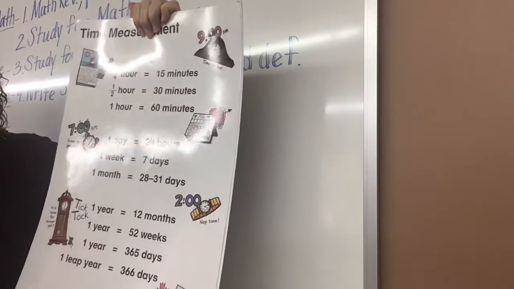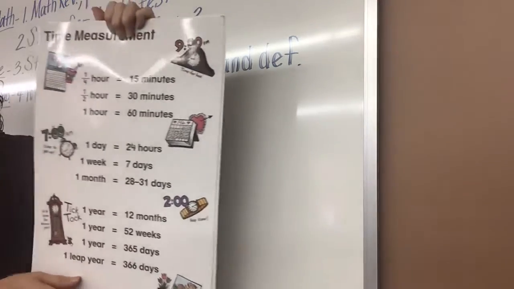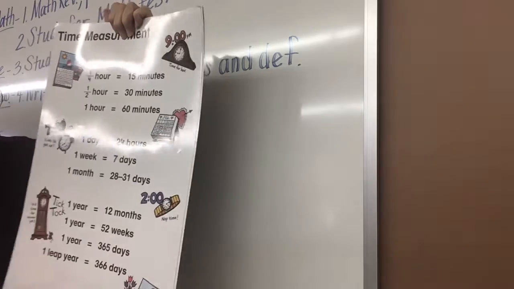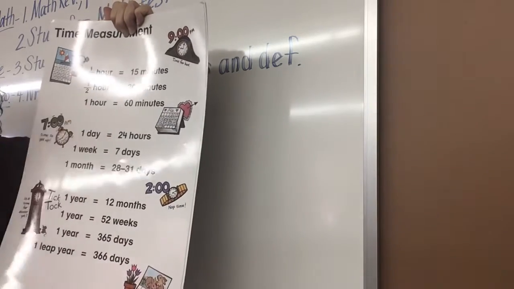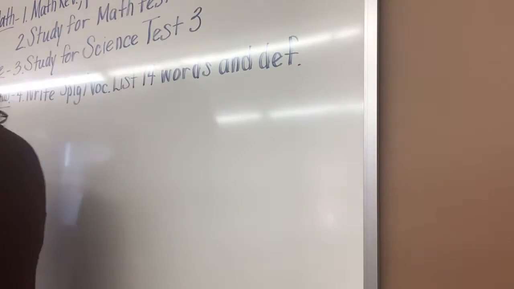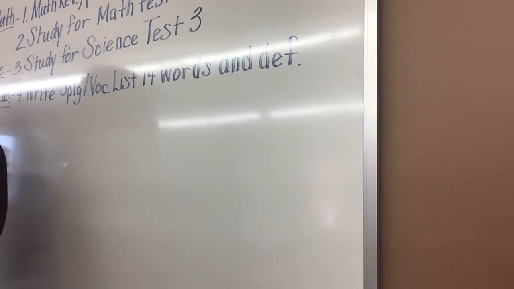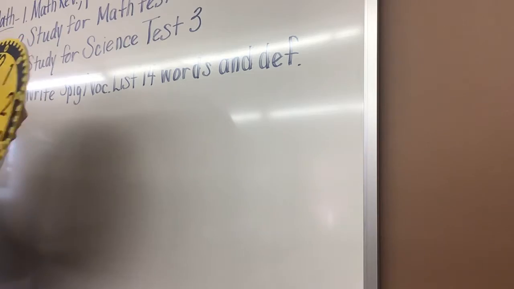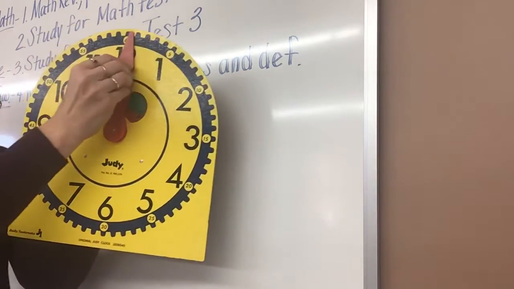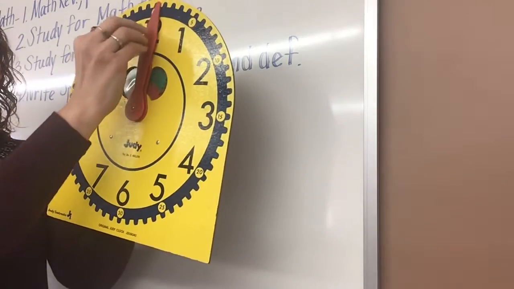1/4 hour equals 15 minutes. 1/2 hour equals 30 minutes. 1 hour equals 60 minutes. And let's look at that on the clock. If you are doing 1 hour, then you would be taking this minute hand all the way around the clock, correct? So let's do that.